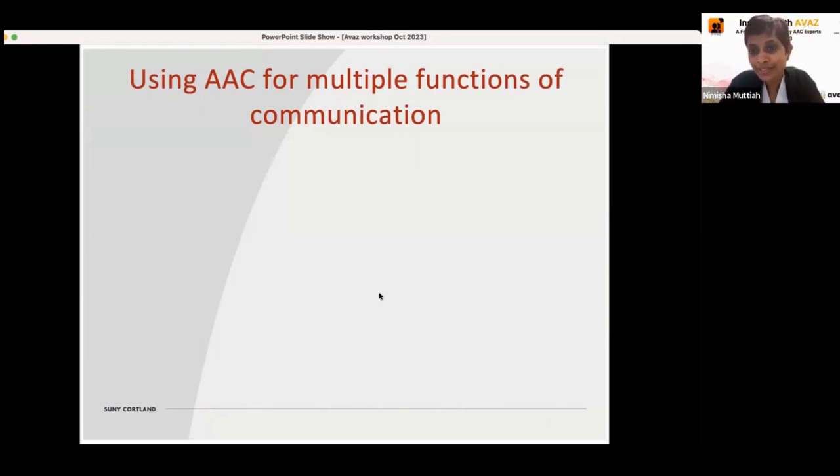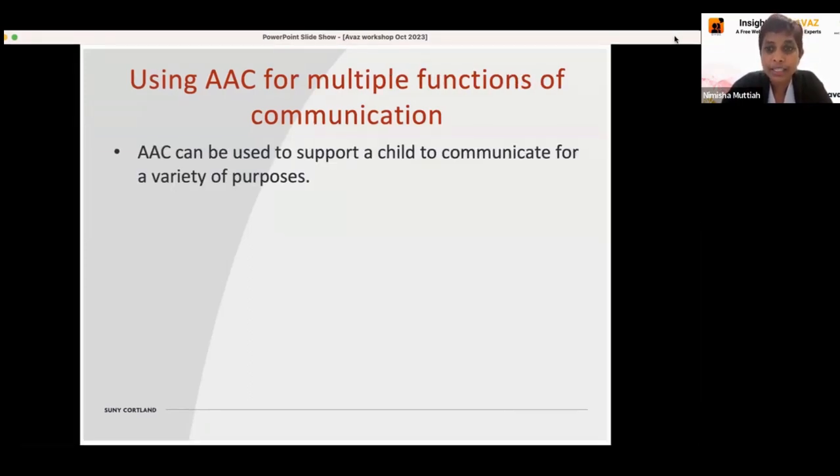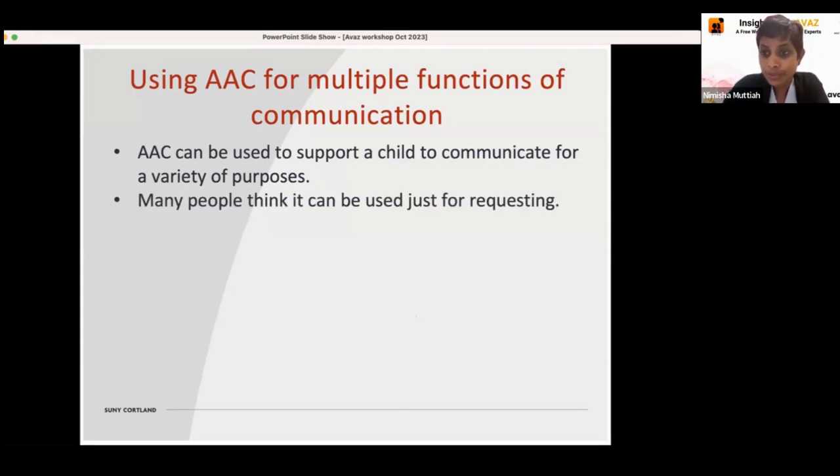Okay, so at the beginning of the webinar, I did mention that I think a lot of people use AAC for the purposes of requesting. And then from there, it's kind of hard to think about what else we can use AAC for. So I wanted to share some insights and some videos of how we've used AAC for other purposes as well. AAC can be used to support a child to communicate for many different purposes. A lot of people think it's used mostly for requesting, but really it can be used for so much more.